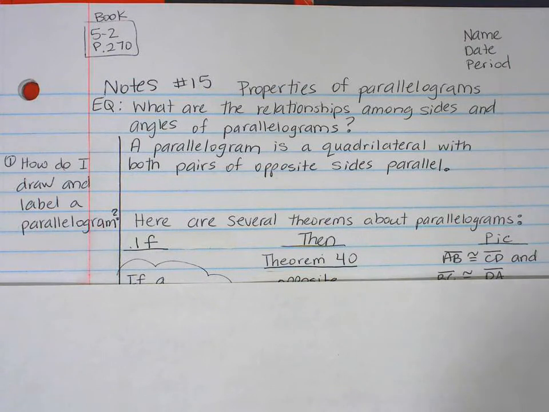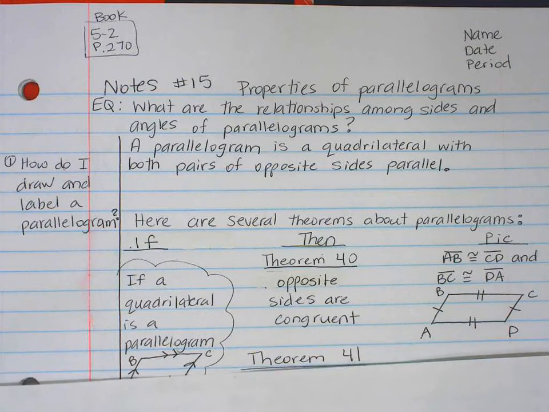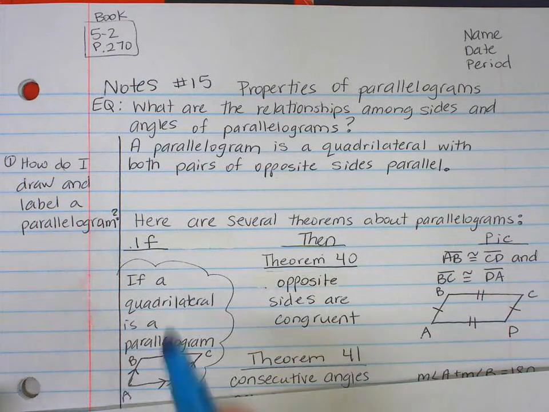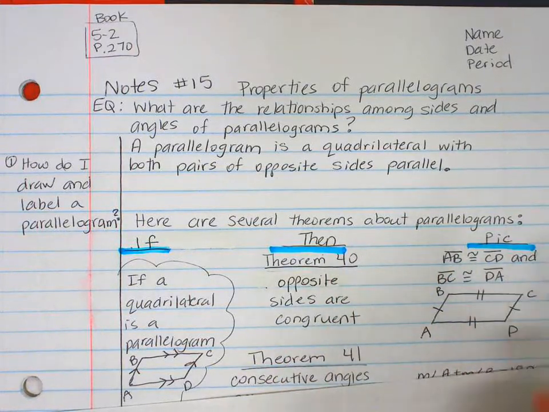So what I did is I made 3 columns, there's going to be several theorems. So I made 3 columns so that this can be organized in a way that makes sense. So pause if you need to. I'm just going to show that much for right now. And I'm going to highlight just to kind of show you guys what this is. So here are several theorems about parallelograms. We have our if, then, and then a picture to describe it.